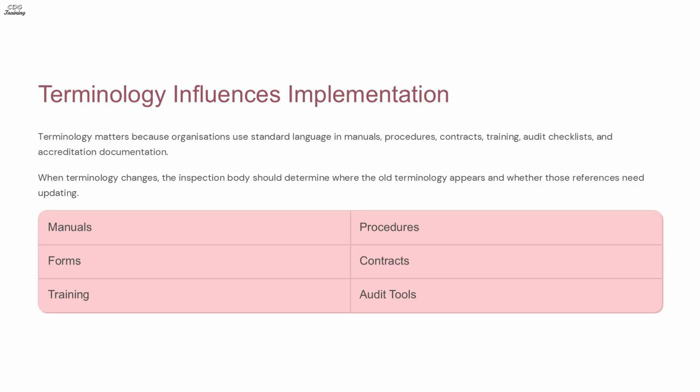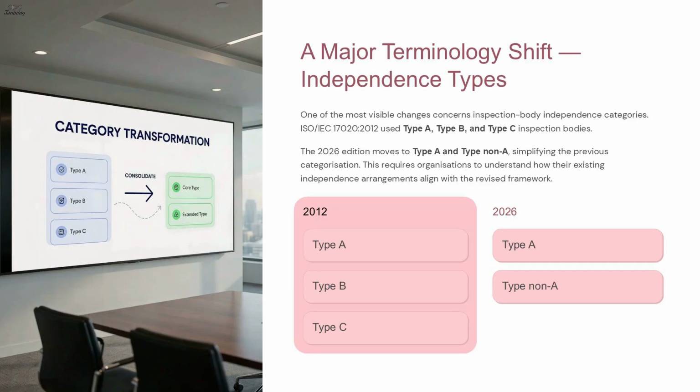Terminology matters because organizations use standard language in manuals, procedures, contracts, training, audit checklists, and accreditation documentation. When terminology changes, the inspection body should determine where the old terminology appears and whether those references need updating. One of the most visible changes concerns inspection body independence categories. ISO IEC 17020:2012 used Type A, Type B, and Type C inspection bodies. The 2026 edition moves to Type A and Type Non-A, simplifying the previous categories. This requires organizations to understand how their existing independence arrangements align with the revised framework.